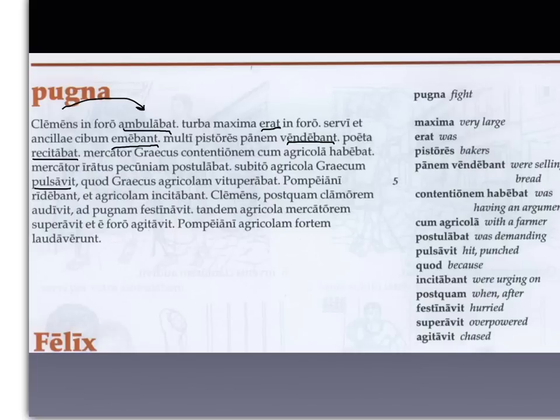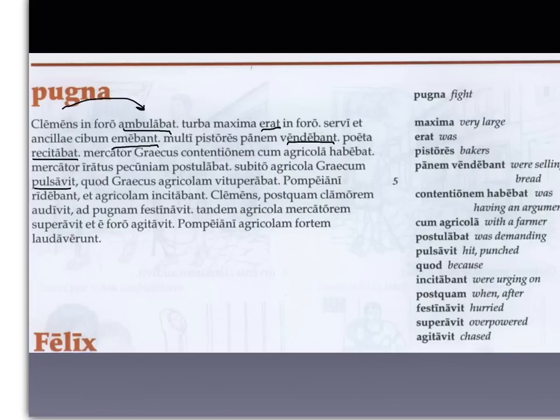So in this scene in the forum, Clemens is walking around. There's a big crowd. Slaves and slave girls are buying bread or food. We have some bakers selling bread. And in the midst of that, we have some poets even reciting poetry. So it's a very busy scene.